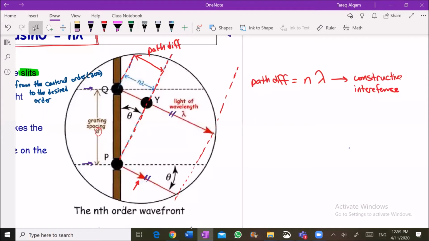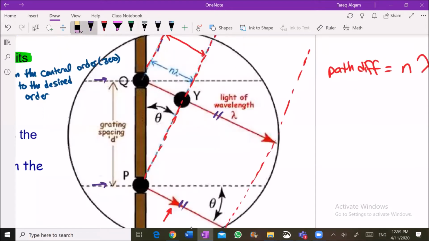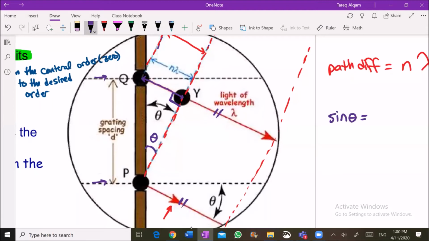pay attention though. This is a right angle. This is a right angle. This is theta. I need this line. From trigonometry, sine theta equals this part, the path difference, which is n lambda, this line, opposite over what? Hypotenuse, right? The opposite over the hypotenuse, which is d.